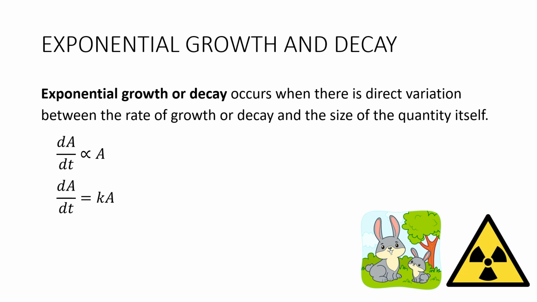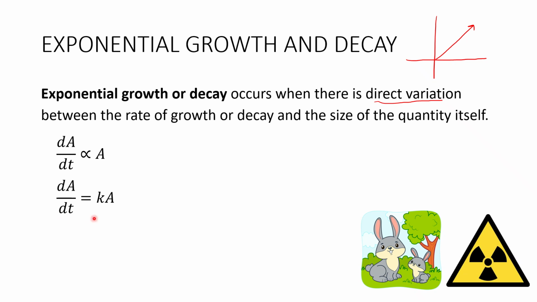Now, this is a linear relationship. In fact, we can rewrite this as dA/dt is equal to kA. It's like y equals mx, and direct variation, that's what this means. It is a straight line relationship that goes through (0, 0). All right, back to our differential equation here.